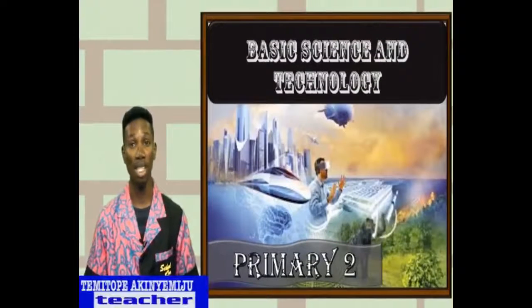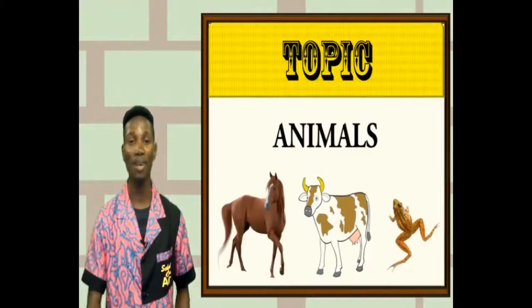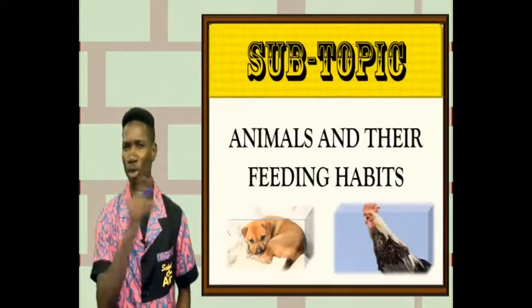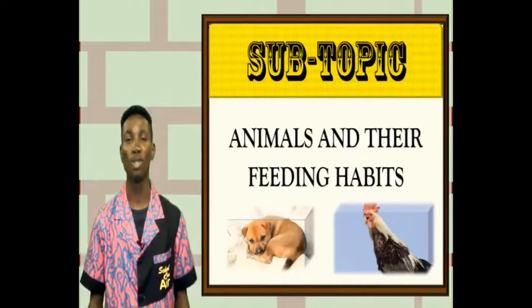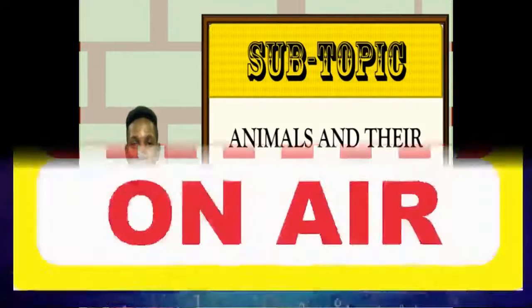Basic Science and Technology class for Primary 2. And today's topic is animals. And the subtopic is animals and their feeding habits. I'm sure you'll be excited about this. Today's topic once more is animals, and the subtopic is animals and their feeding habits.